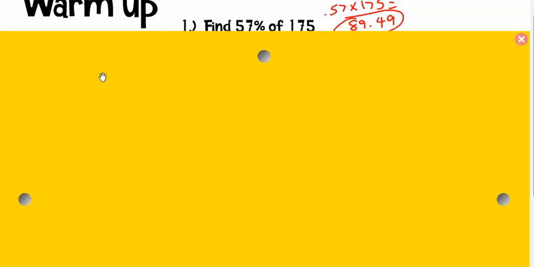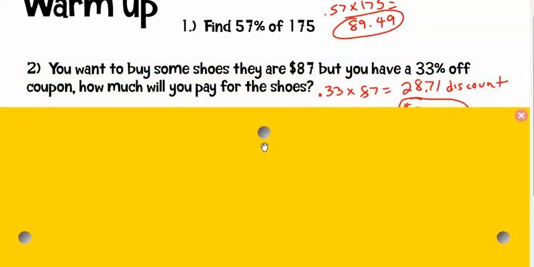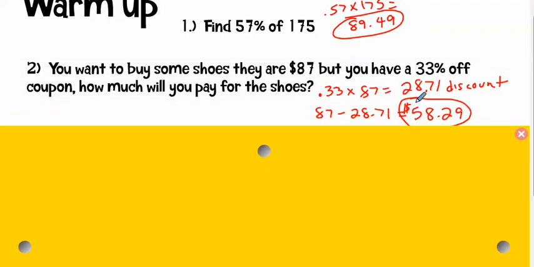So go ahead and check your answers here. The first one, 89.49. Number 2, with the discount of $28.71, it should have been $58.29. That's how much you're paying for your shoes.